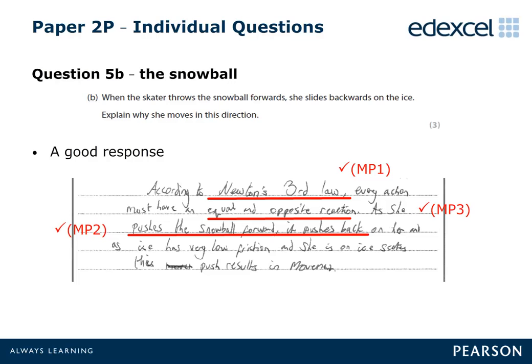Here is a good response that scores 3 marks using the second route. The marking points here are MP1, mention of Newton's third law. MP3, equal and opposite. MP2, forces on skater and snowball. The examiners allowed push as equivalent to force on this occasion. The rest of the vocabulary used in this response is well up to standard.